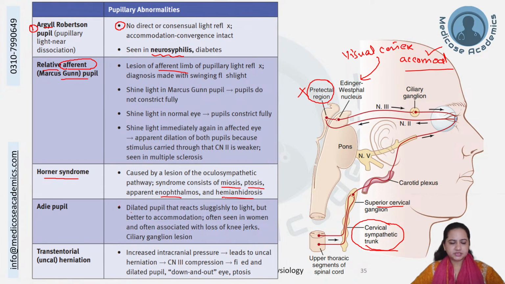And we stop our discussion over here. The rest of it you will be discussing in the context of your cranial nerves from a physiological point of view. Three pupillary abnormalities, good to know: the Argyll Robertson pupil, the relative afferent or Marcus Gunn pupil, and Horner syndrome. That was all from my side for the special senses, the physiology of optics.